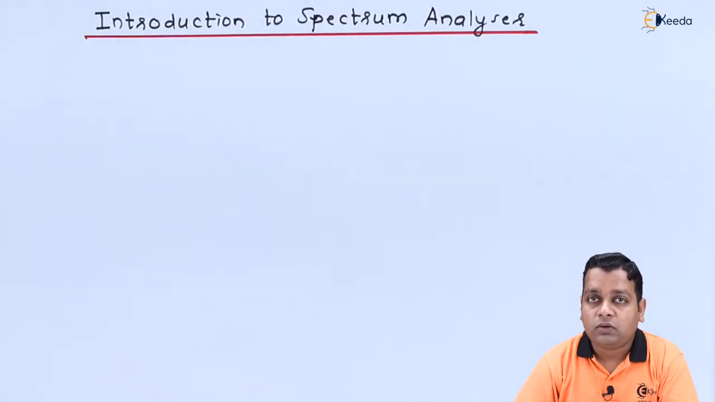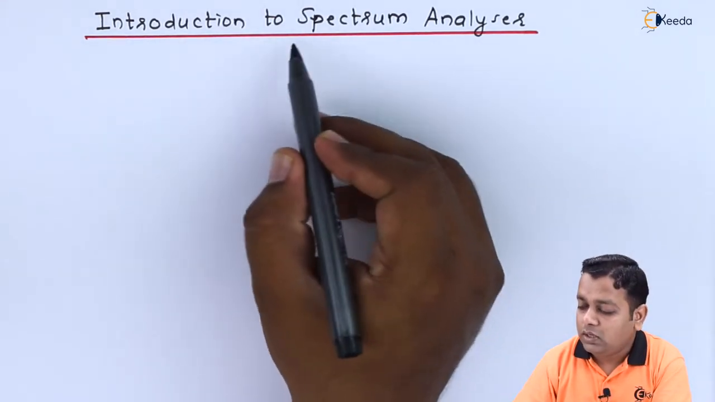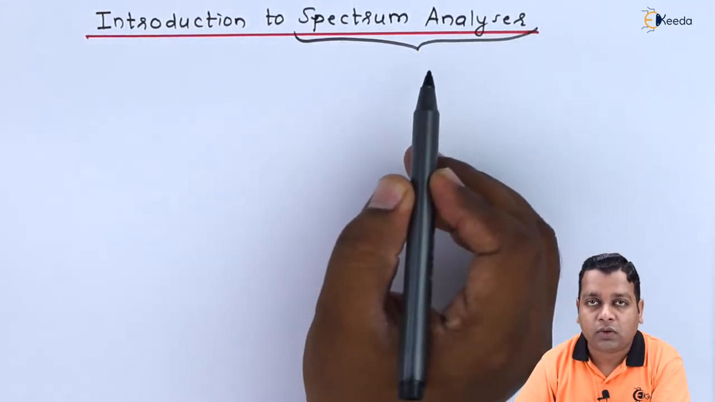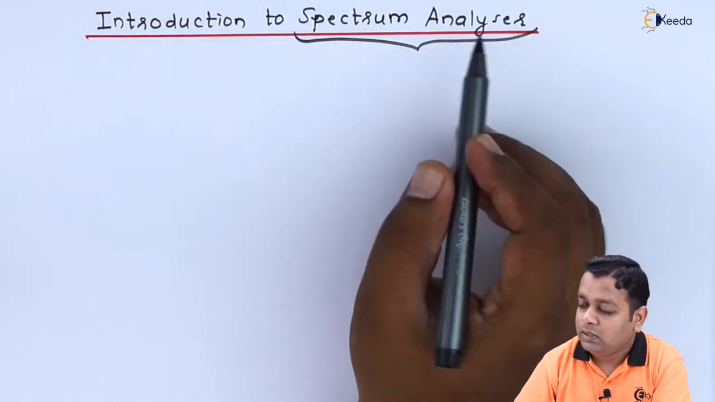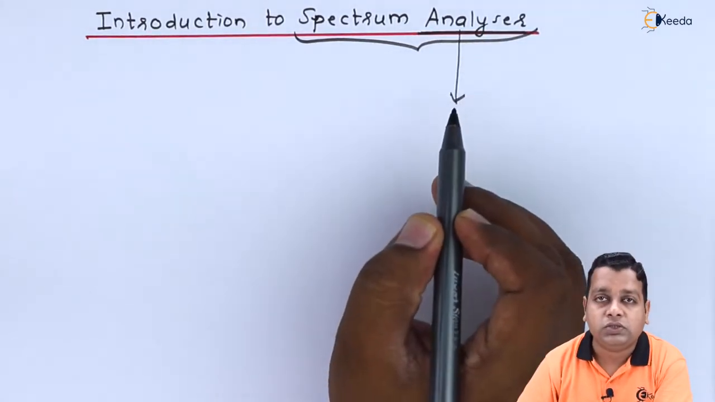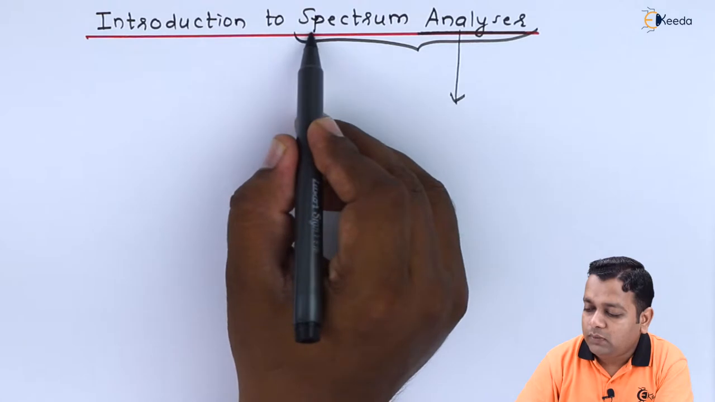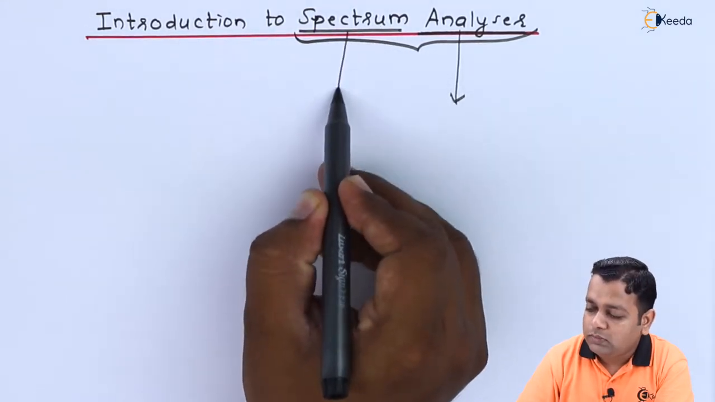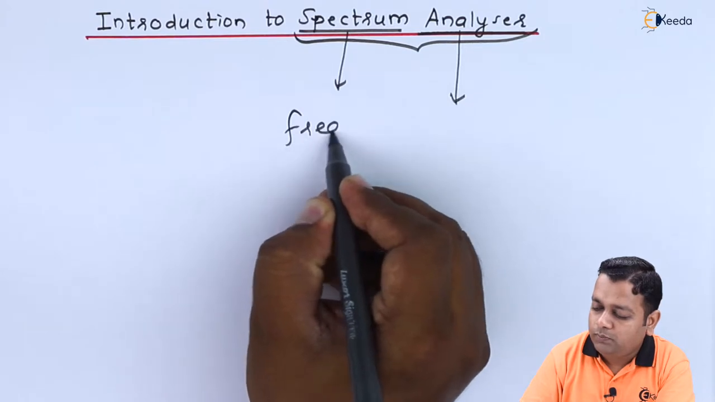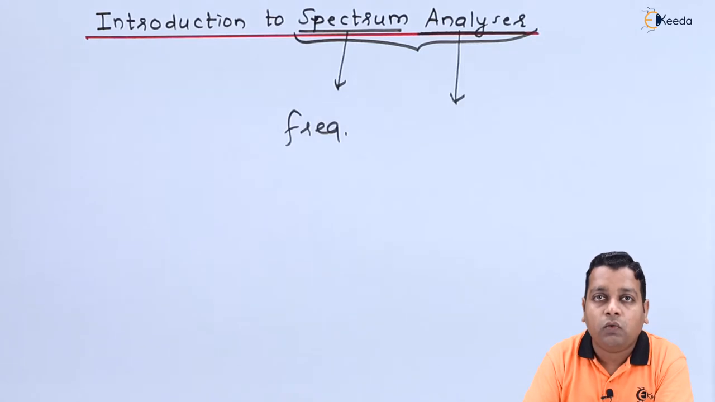So here we start with our topic. The topic is titled Introduction to the Spectrum Analyzer. The name of the device or component is spectrum analyzer. The second term of this title is analyzer, so it means it is used for a certain kind of analysis. Now the first term that we see, spectrum, refers to the frequency. Generally, a plot of amplitude versus frequency we call the spectrum of the corresponding signal.